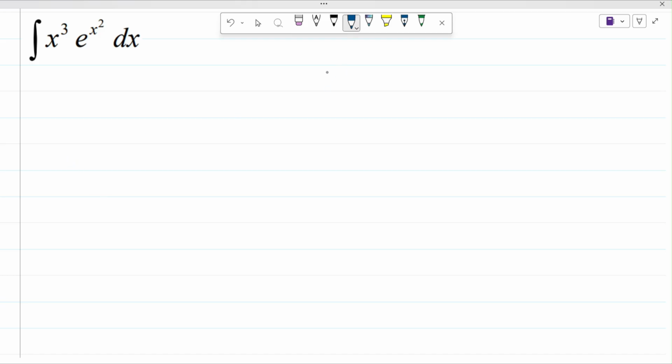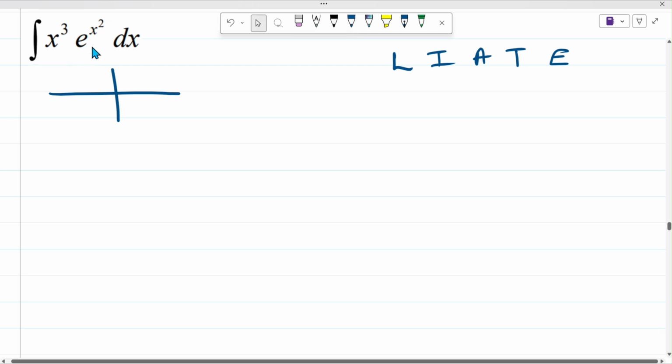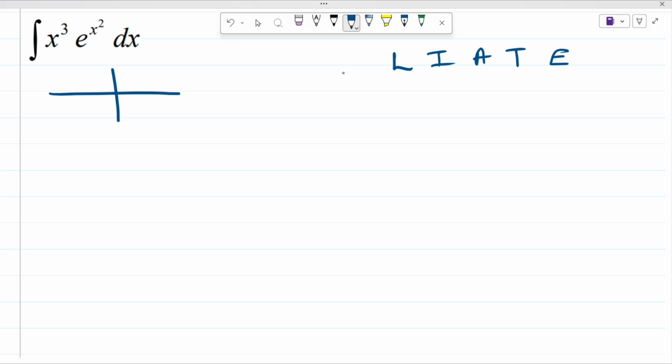Of course, I'm gonna write down the LIATE like always. LIATE. Now that I've written my LIATE, we need to draw our cross, right? Now that I've drawn my cross, we identify the type of functions that we're dealing with. So we've got an algebraic function and an exponential function. That's correct.